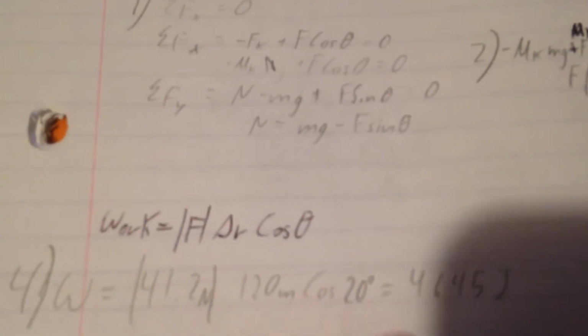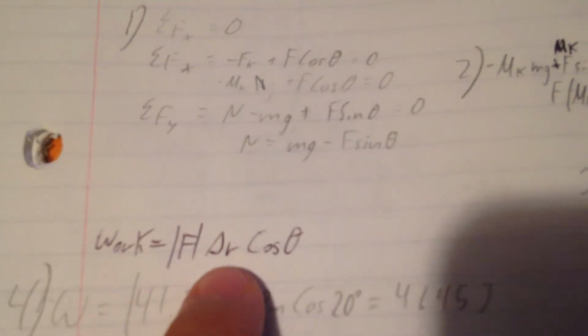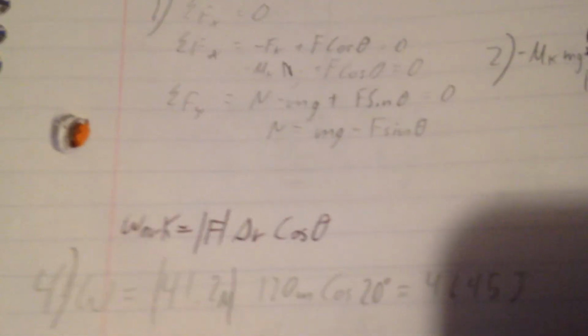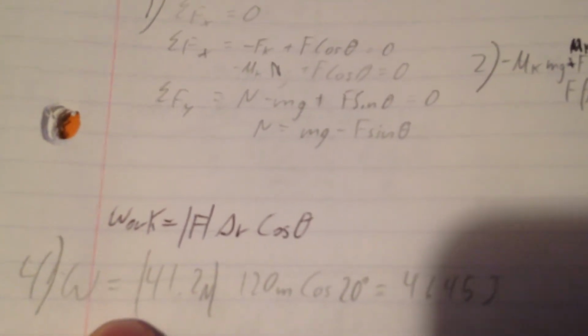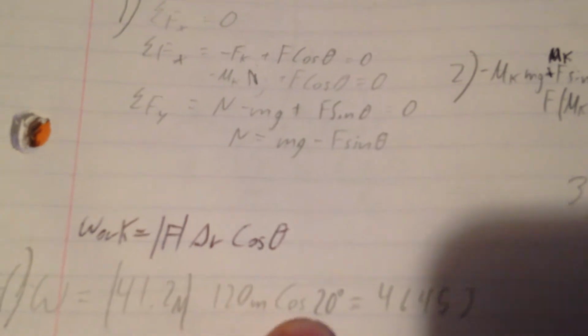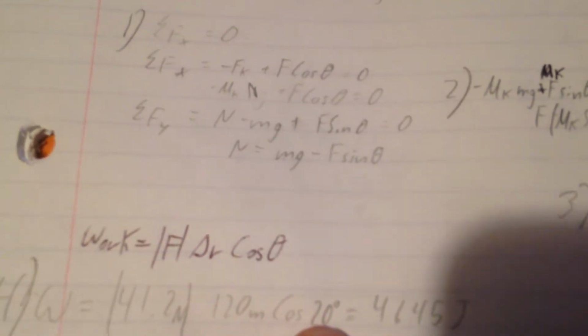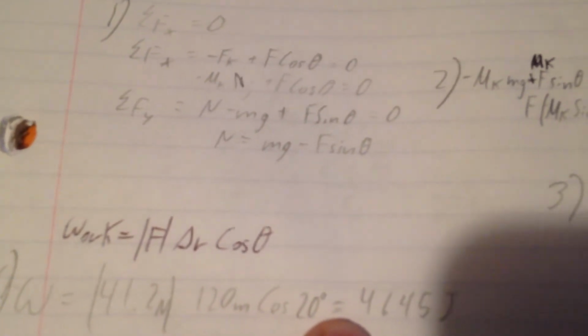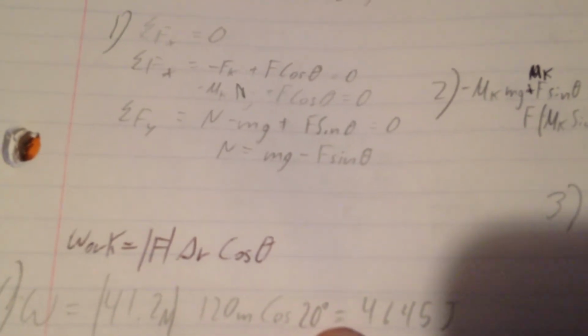We're trying to look for the work done by this guy, so if you come down here, your work is equal to the force times displacement times cosine theta. So work is the force needed to pull, times displacement, times cosine, and it's at a 20-degree angle, so it is equal to 46.45 joules, and that is the answer.